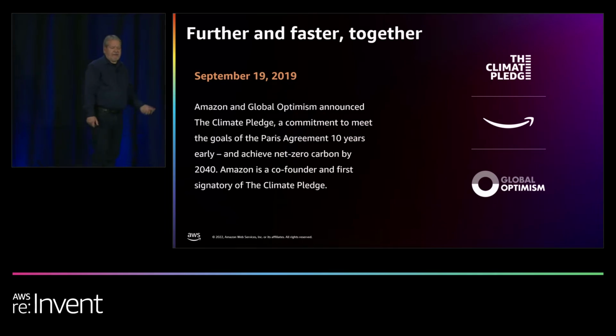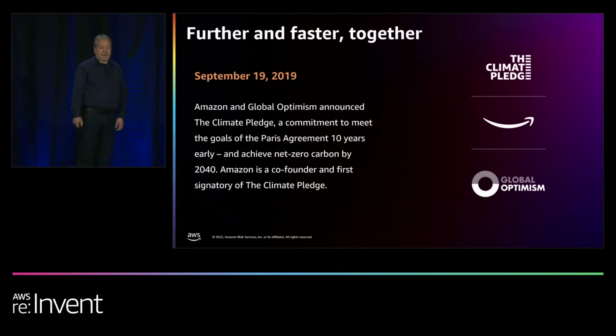So how do companies develop sustainability strategies that address impacts of climate change? Well, Amazon co-founded the Climate Pledge with Global Optimism in 2019 to build a cross-sector community of companies, organizations, individuals, and partners that are working together to address the climate crisis and solve the challenges of decarbonizing our economy. The Climate Pledge is a commitment to reach net zero carbon emissions by 2040, which is 10 years ahead of the Paris Climate Agreement.